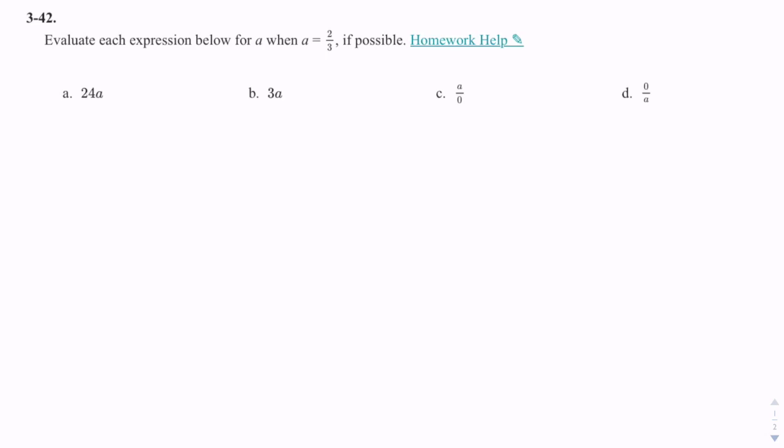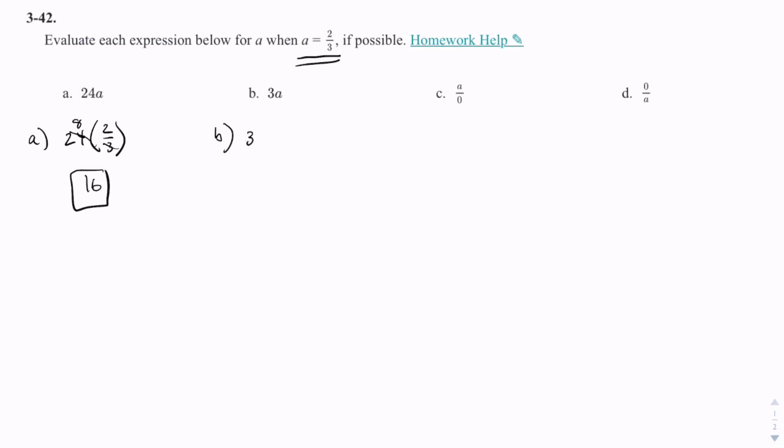In this problem, they want us to evaluate the expressions when A equals 2/3. So for A, I have 24A, which is 24 times 2/3. 24 divided by 3, I can cancel that and get 8. 8 times 2 is 16. Or I could have done 24 times 2 is 48 over 3, which is 16. Either way, cross-canceling is going to be quicker.